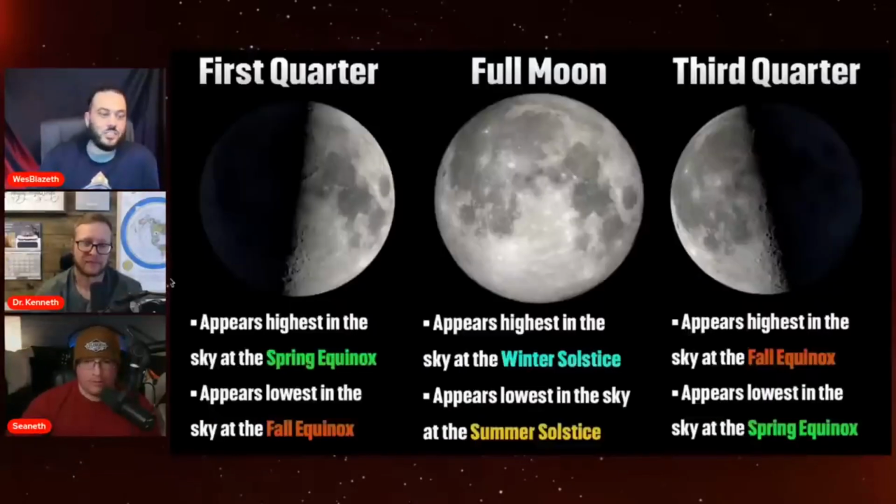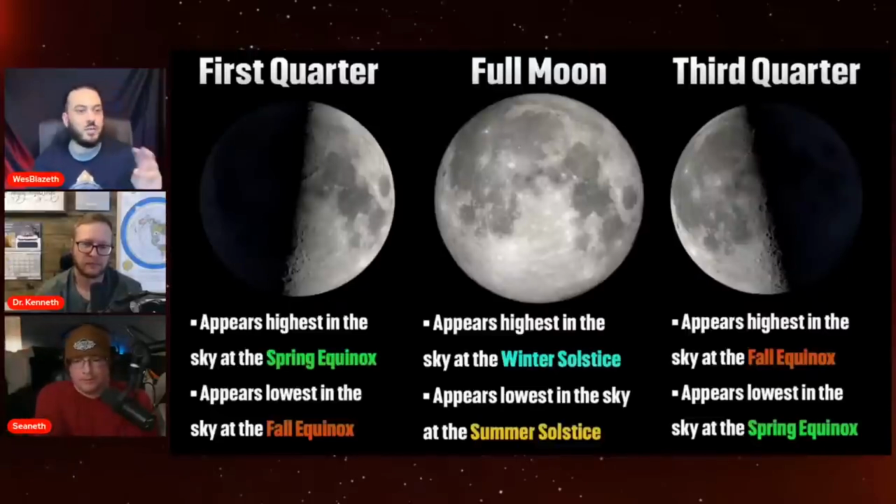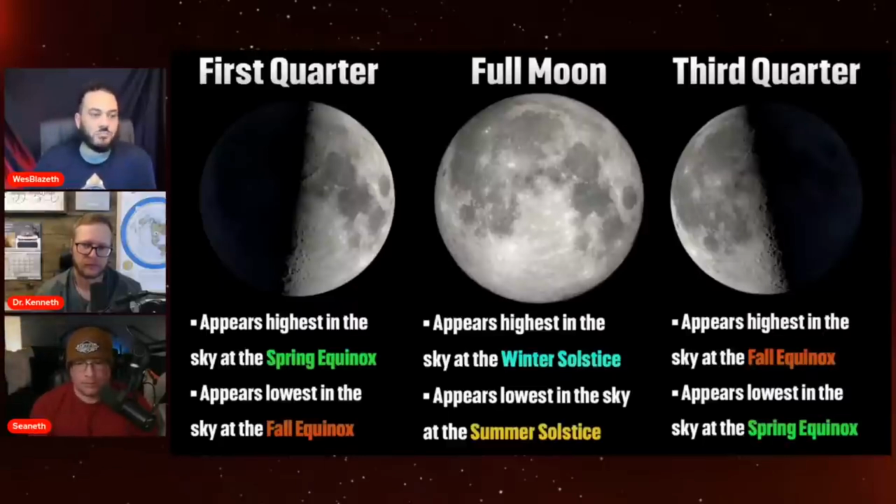This is something cool here that shows the first quarter moon, which is the name of one of the phases of the moon that looks like that, whereas the full moon, obviously, and then the third quarter appears that way. With the first quarter, this moon phase appears highest in the sky at the spring equinox. It appears lowest in the sky at the fall equinox, whereas the full moon appears highest in the sky at the winter solstice and lowest in the summer solstice. Whereas the third quarter moon appears highest in the sky at the fall equinox and lowest in the sky at the spring equinox.